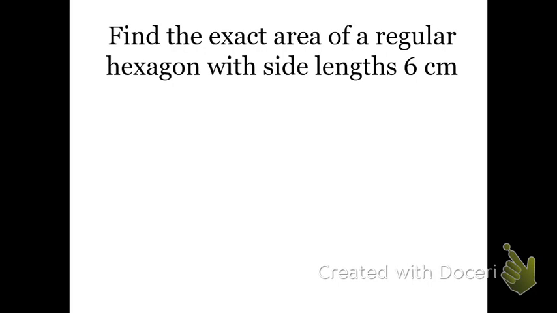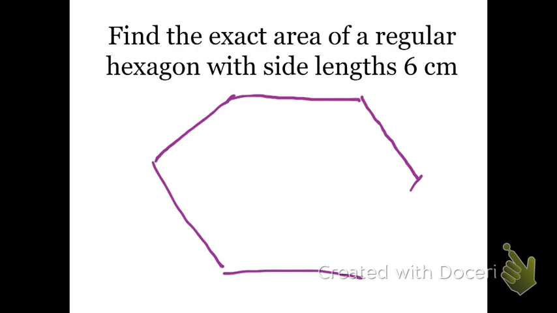Now let's try it again with a hexagon. Now a hexagon is a little different because, like in a hexagon and an equilateral triangle, when you divide either the hexagon or the triangle up into smaller triangles, you get special right triangles. And that's just because of the type of angles we're working with.